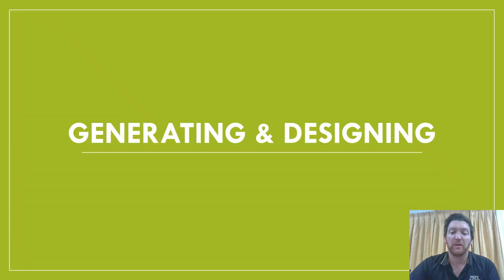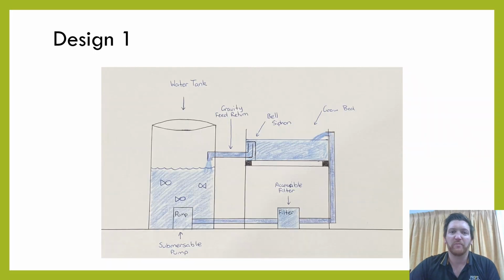I'm going to move into generating and designing. Design number 1 is quite a simple design. The water tank and IBC tank are being used in each of the 3 designs. As you can see, the water tank is standing next to the IBC container, which has been cut. The submersible pump feeds into an accessible filter and then up the far side of the grow tank. A bell siphon is used, which uses gravity to help return the water.